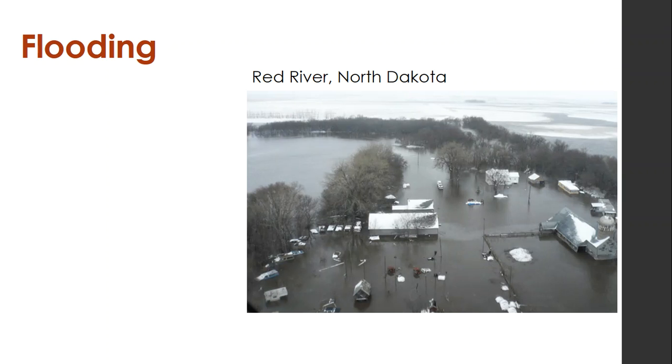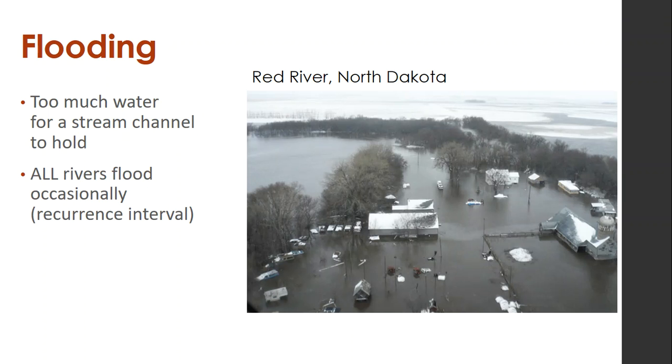The last thing we're going to talk about in this chapter is flooding. And so flooding happens pretty intuitively when there's too much water for a stream channel to hold. Here's the Red River in North Dakota that flooded. All rivers flood occasionally. They have something called a recurrence interval. You might hear this is a 100-year flood, or this is the 500-year flood. And that's basically about the amount of time it takes for that river to flood, or the interval at which it happens.